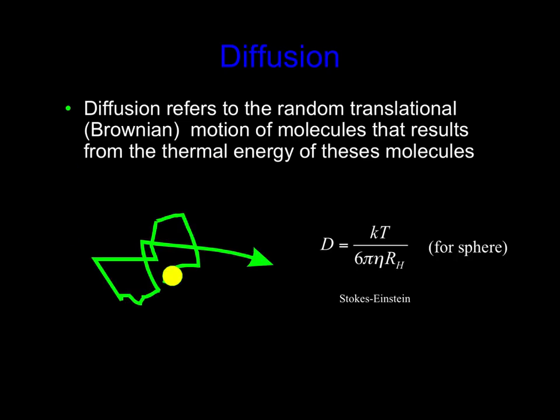So first, what is diffusion? Diffusion refers to the random translational or Brownian motion of molecules that results from the thermal energy of these molecules. The diffusion coefficient is given by the Stokes-Einstein equation here, and it is directly proportional to the temperature and inversely proportional to the viscosity of the medium that the particle is diffusing through, and also inversely proportional to the size, here represented as the radius of a sphere, of the particle.